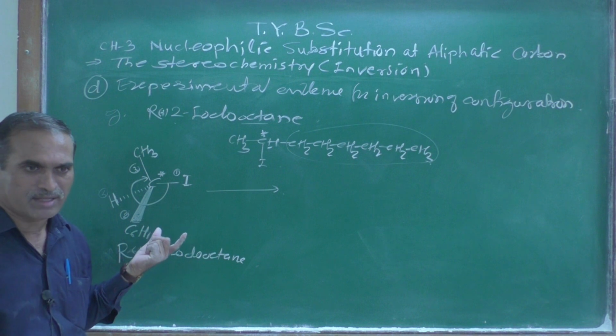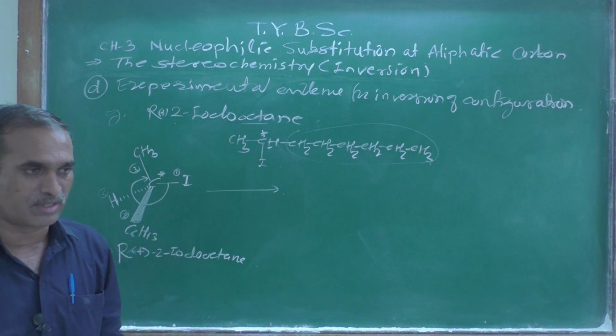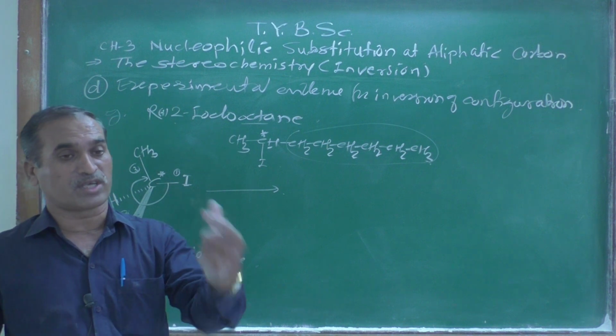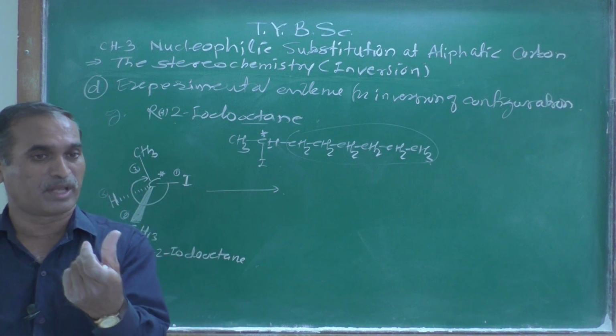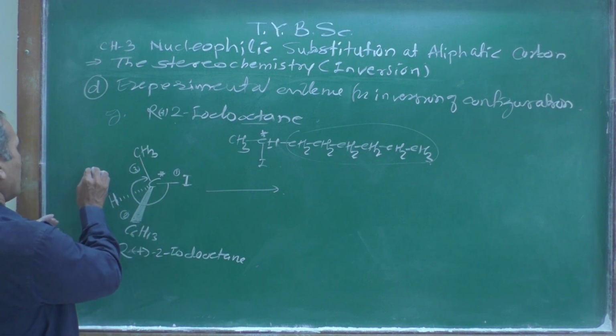Because it has a chiral center, and all chiral centers are optically active in nature. The instrument used to measure the optical activity is a polarimeter, right? And therefore this is optically active in nature.